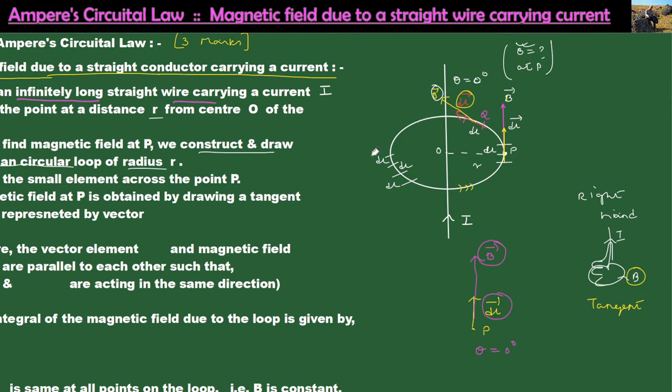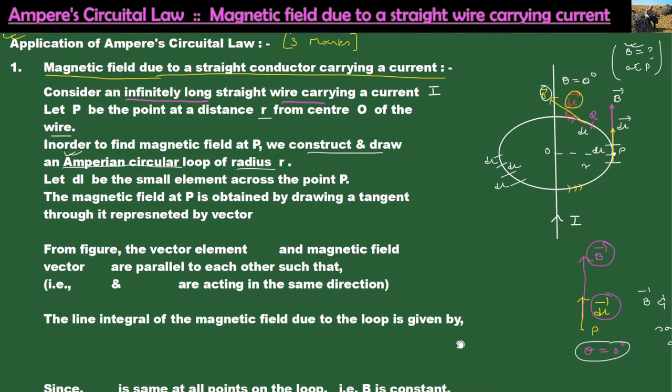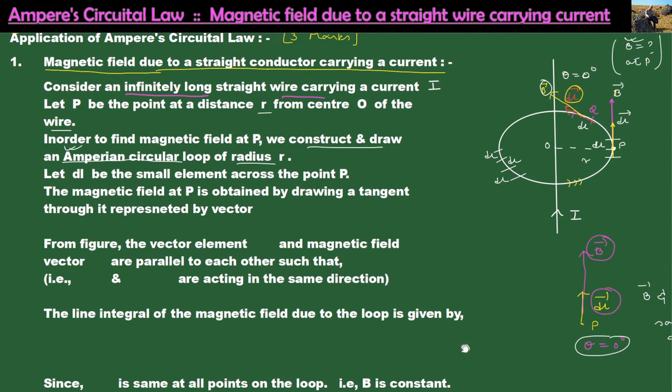Zero. That means on each point within this circular loop, the angle between B and dl is always equal to 0 degrees, which means that they are in the same direction. So these are the most important analyses for understanding the application of Ampere's circuital law. Let us now move on to the derivation of our equation.